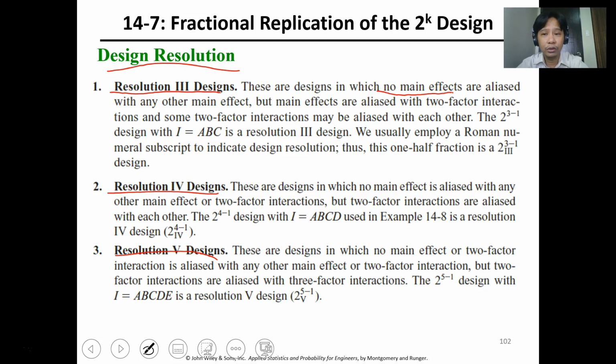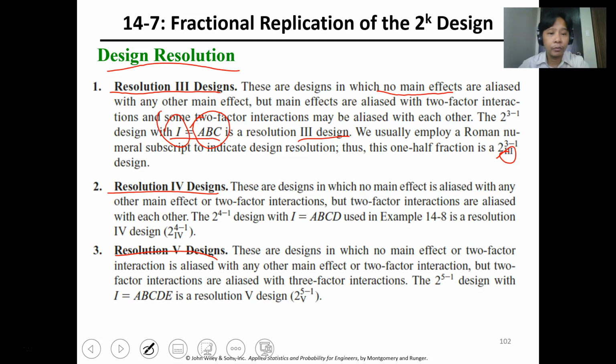So, in the 2 raised to 3 minus 1 design, we have I equals ABC is a resolution 3 design. So, we usually employ Roman numeral subscription. So, meaning for this one, 2 to the 3 minus 1 design. So, kung ini-employ natin na yung fourth variable natin, which is yung I natin, is the combination of A, B, and C.